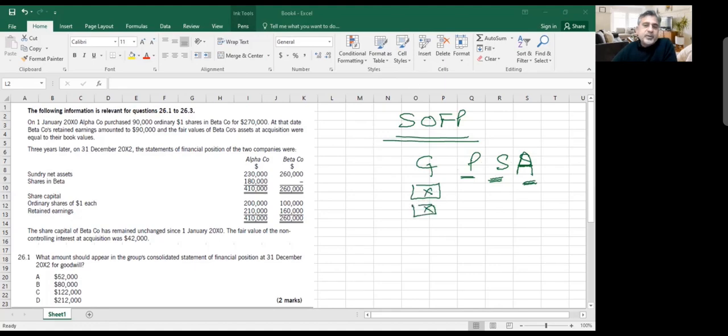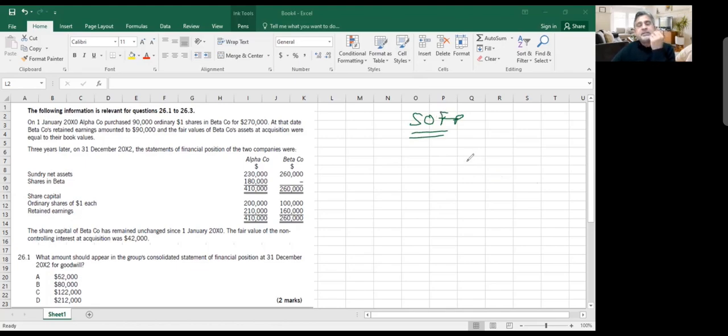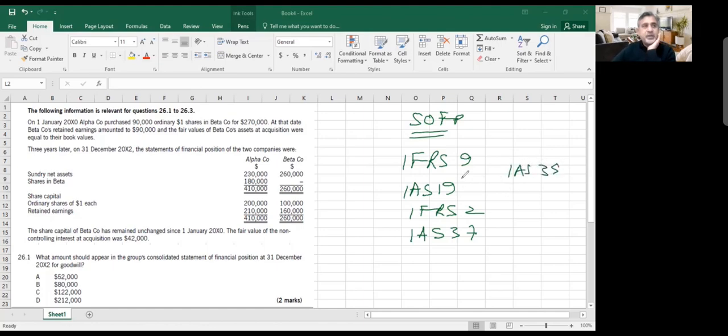Of course, when you do this SOFP consolidation, any type of transaction could happen. For example, a consolidation question could involve IFRS 9, financial instruments, because the parent or the subsidiary has some financial instruments. It could engage IAS 19, employee benefits. It could engage IFRS 2, share-based payment. There could be an adjustment related to provisions. Probably there is some adjustment related to, for example, IAS 38 or whatever. Fair value evaluations could be there. So a lot of things will be there, but not always.